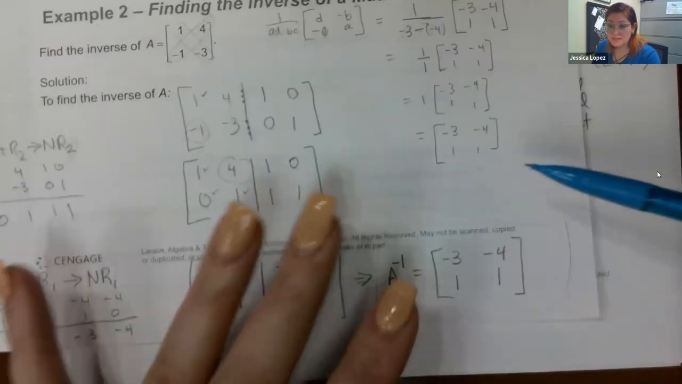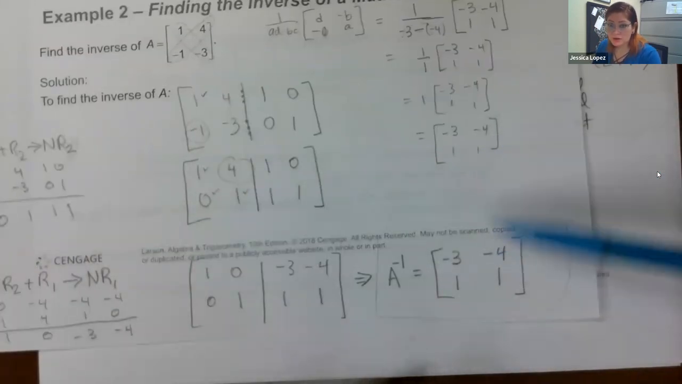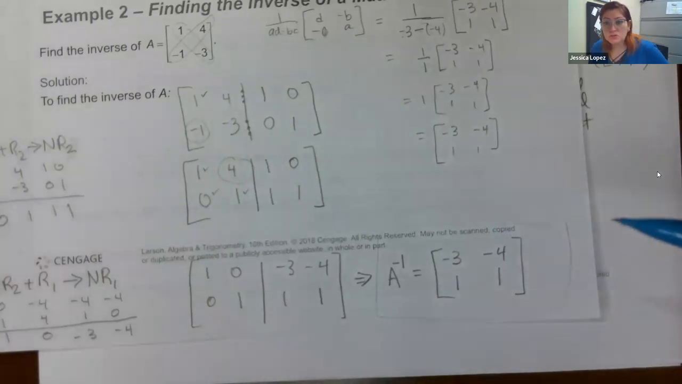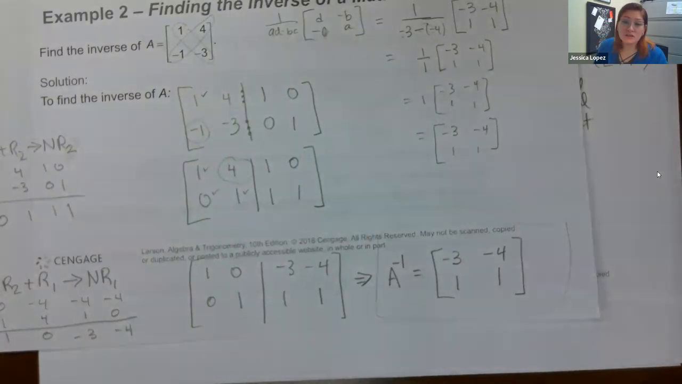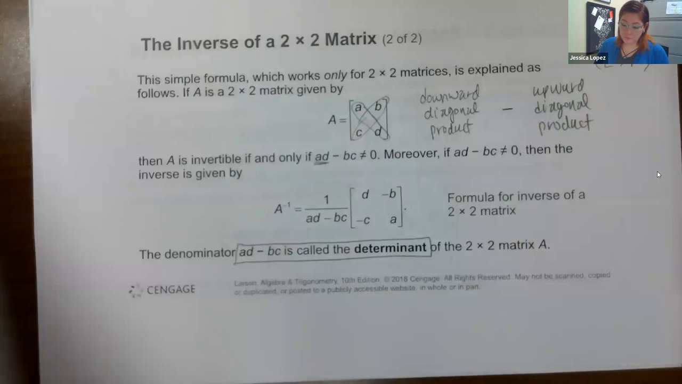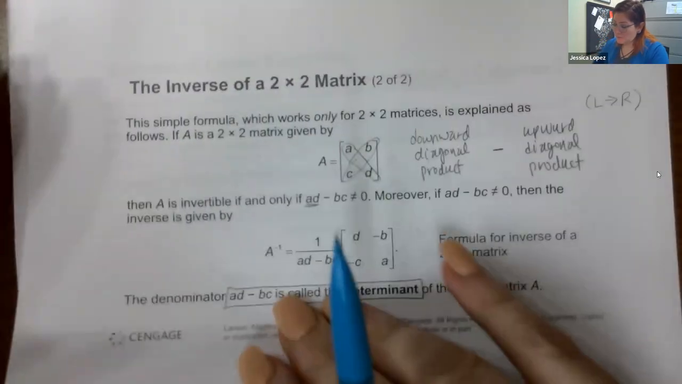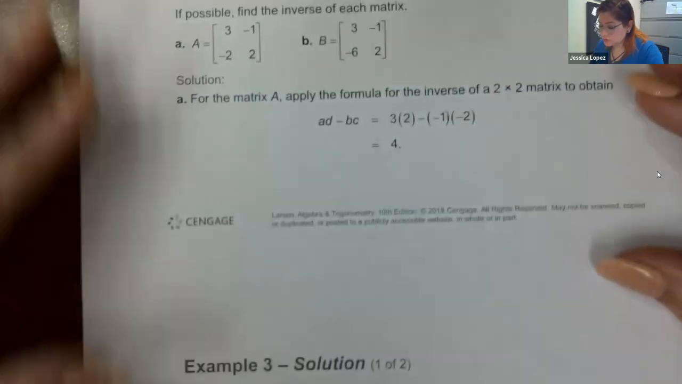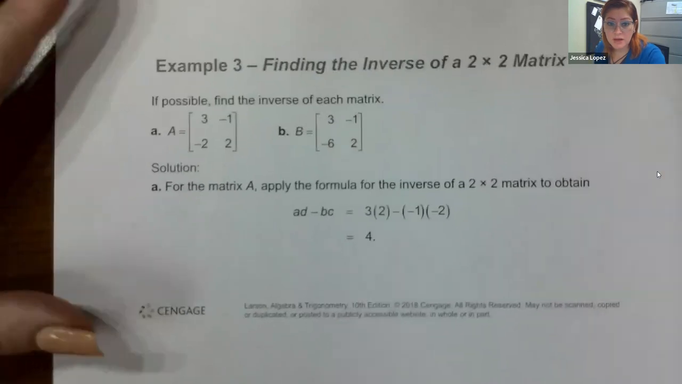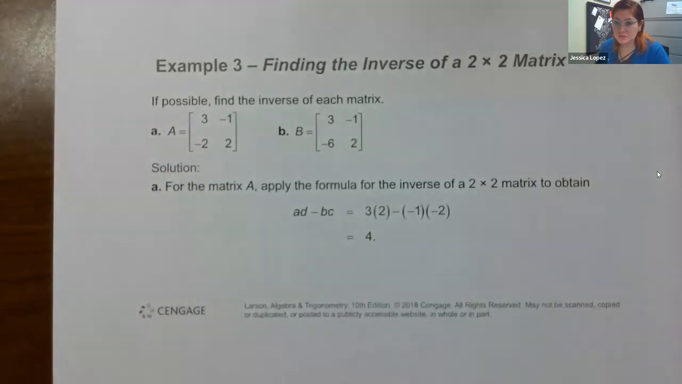And if you notice, that is the exact same thing that we got when we did it the other way. So for 2x2s, it's super helpful, that little formula. But when you get to 3x3s, there's no such formula, okay? So we will have to do it the longer way when we get to 3x3s. Okay, next page. So now it says, if possible, find the inverse of each matrix.